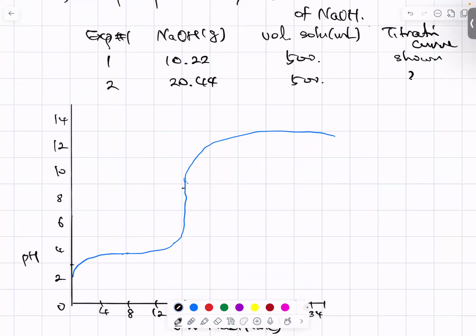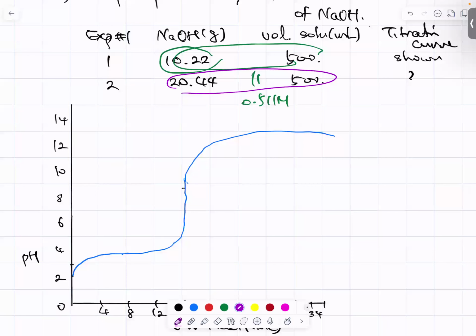Here again, the concentration for 10.22 we already calculated. The concentration of this solution is 0.511 molarity. So in the second case, the volume is the same, only the amount of sodium hydroxide doubled. So this concentration of 0.511 times two is 1.022 molarity. Okay, let me underline the sig figs. The first 2 is less significant, but let's keep all the numbers to minimize rounding error.